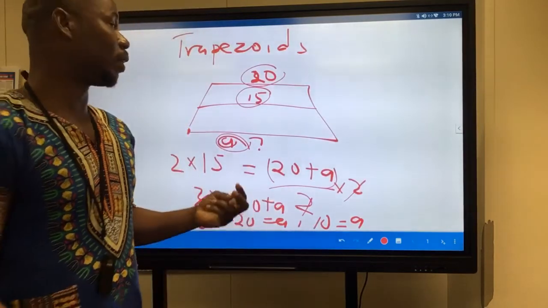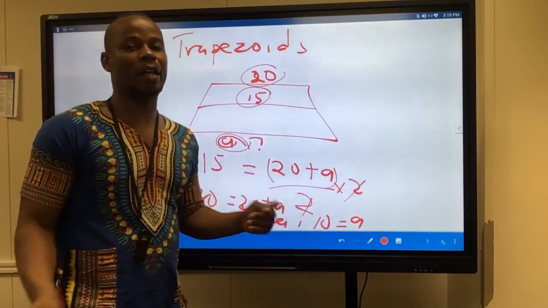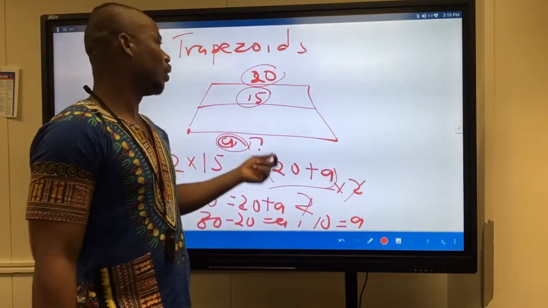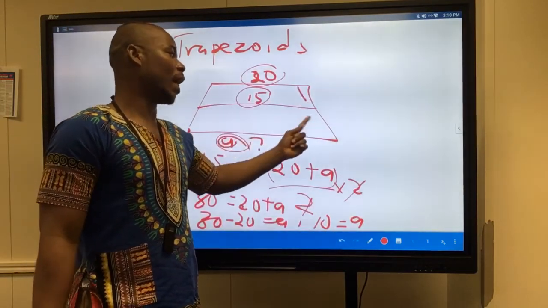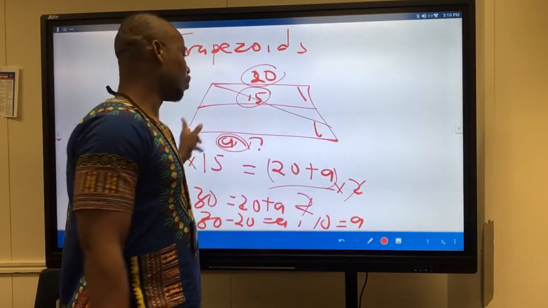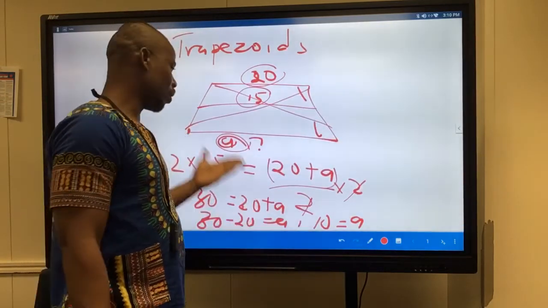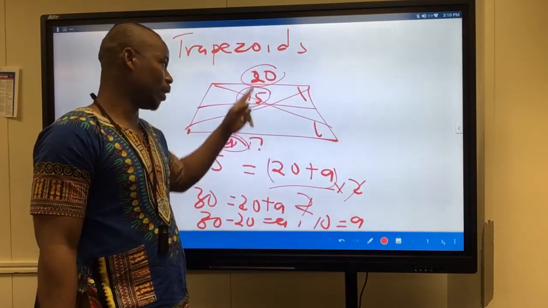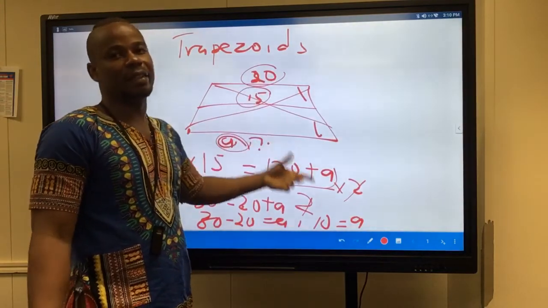So we talked about 3 things today. We talked about kite. You have to know that the diagonals are 90, and then for the trapezoid, two adjacent sides add up to 180, right? And then the diagonals are the same for an isosceles trapezoid. And then if they want you to find the median, just add the bases and divide by 2.